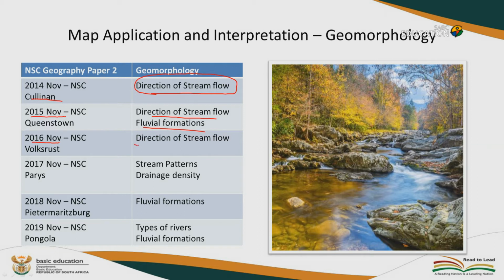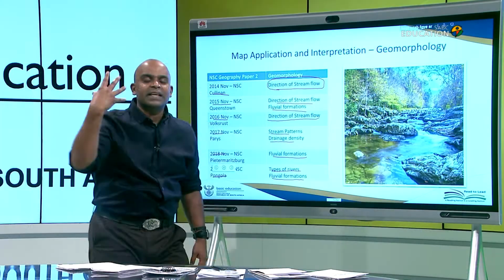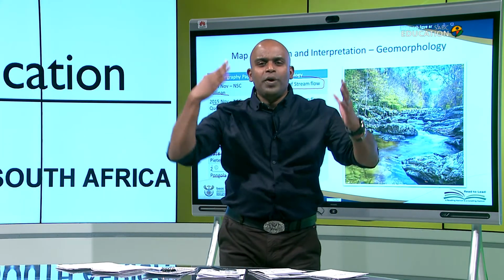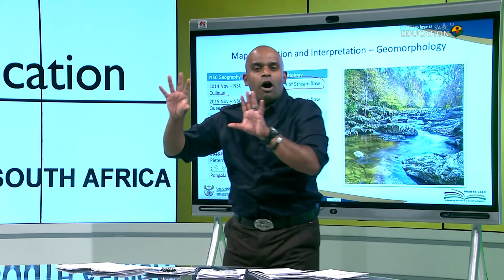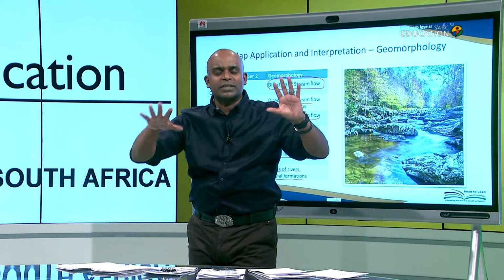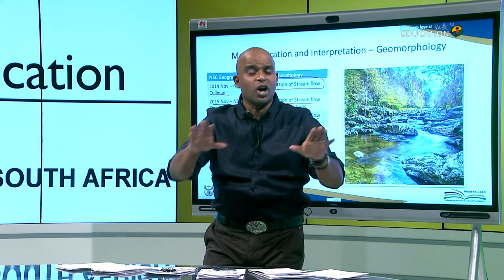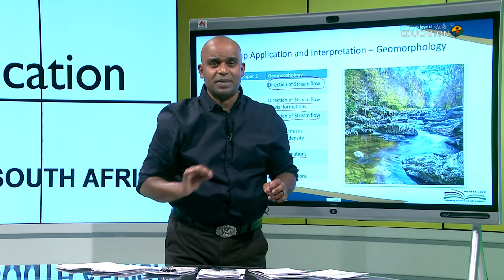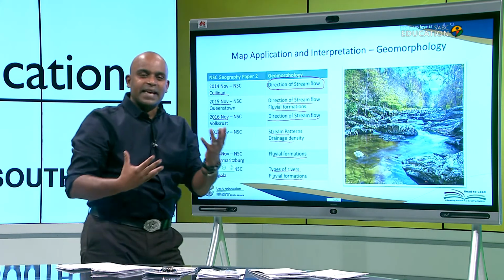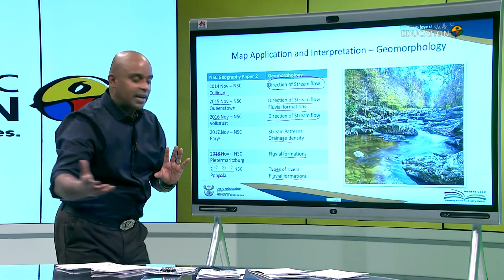Notice in 2016, again, directions of stream flow. 2017, stream patterns and drainage density. 2018, fluvial formation. And in 2019, on the map of Pongola, types of rivers and fluvial formations. Immediately, when it comes to application, we can determine a pattern of how the examinations are examining, on different maps, the same theory. How do we examine this? Let's take a closer look at the types of questions.